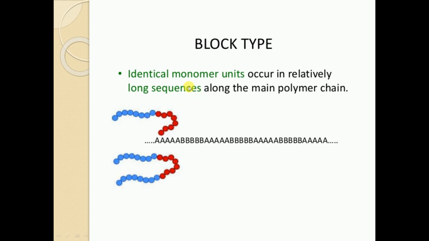Third is the block type. The identical monomer units occur in a relatively long sequence along the main polymer chain. I hope it is clear.